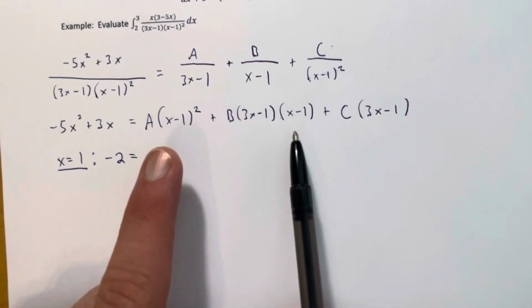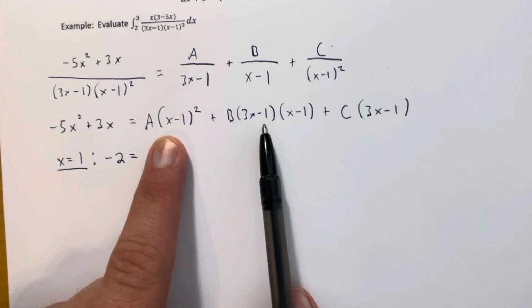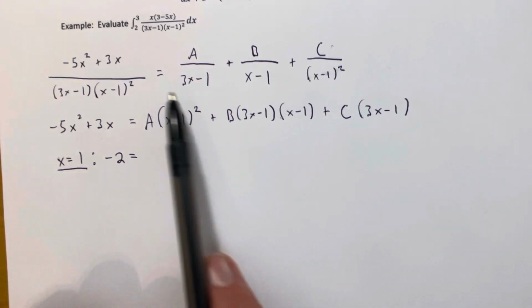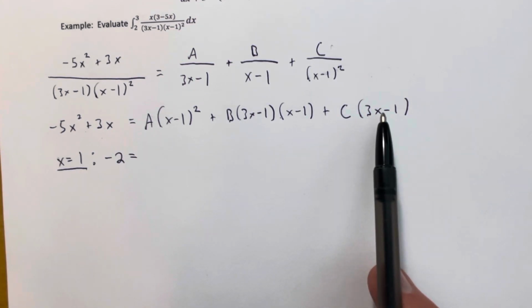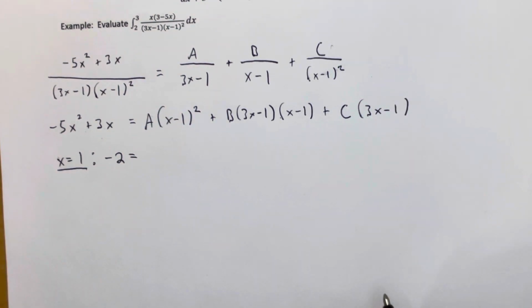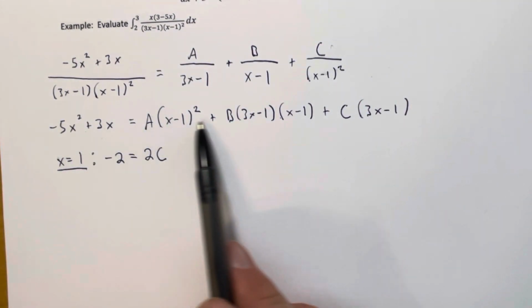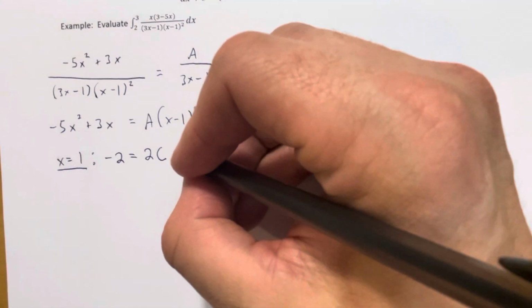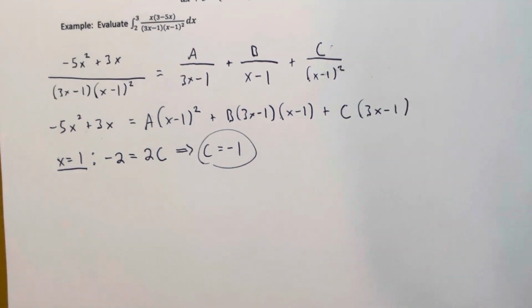On the right-hand side, two of these terms have an x minus 1 in them as one of their factors. And I know that if I plug a 1 into either of these factors, all of that is going to go to 0. So all I'm left with is c times 3 times 1, remember, we're plugging a 1 in for x, minus 1. That's 3 minus 1, which is 2 times c. So I would write that as 2c. You notice how this big, ugly equation or identity gets trimmed down to something very, very easy to solve. That tells me that c is equal to negative 1 when I solve that. So we've got 1 down, okay?